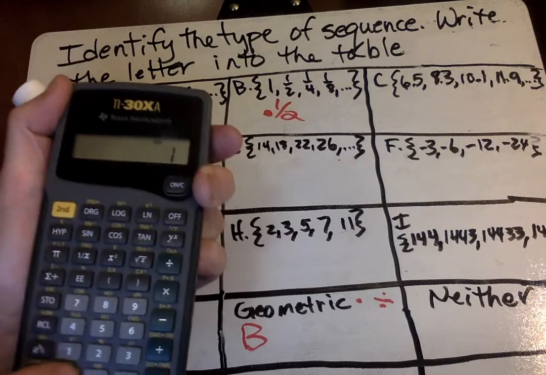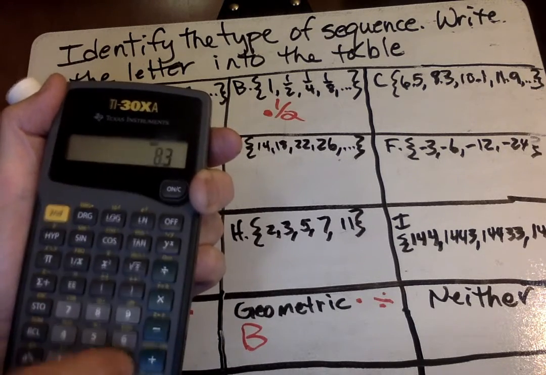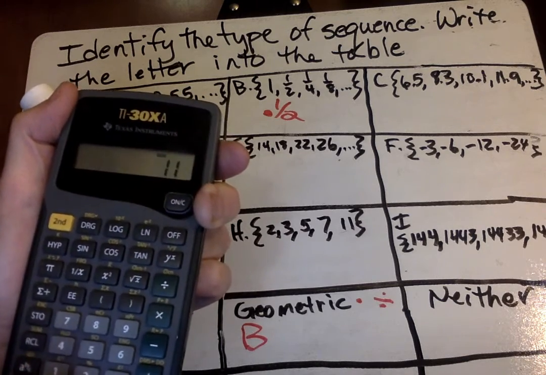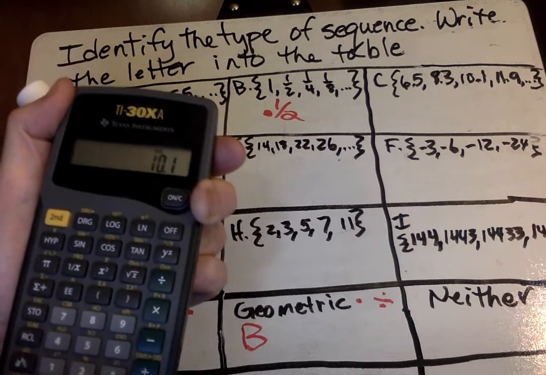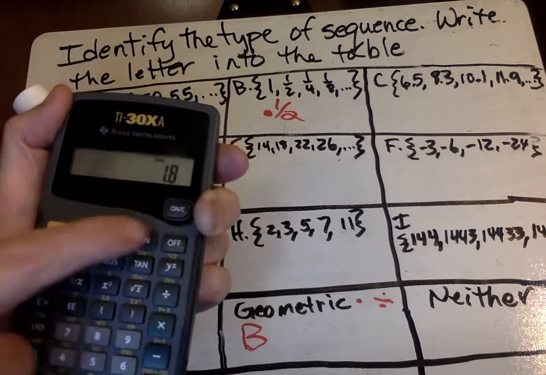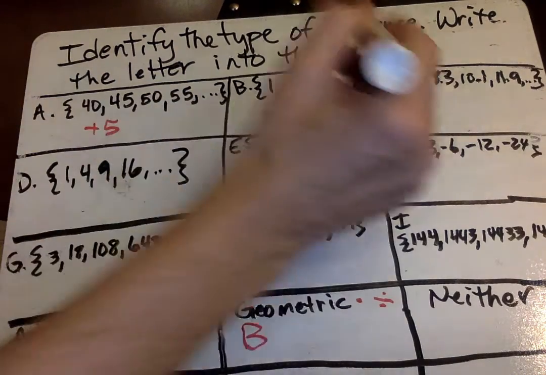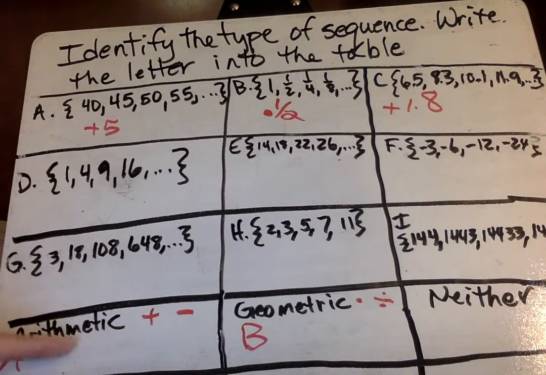Let's see if the next one is the same. If I go 10.1 minus 8.3, do I get the same number? 1.8 again. 11.9 minus 10.1. So we add 1.8 each time. So again, if it's add or subtract, it's going to be arithmetic. So I'm going to put C right there for arithmetic.